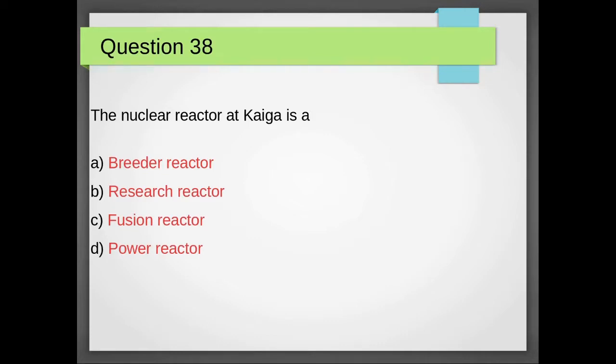It will not be a research reactor or a breeder reactor because the only ones of these kinds are in Trombay, wherein research reactors were first established. And breeder reactors are special reactors that create fissile material from naturally occurring radioactive elements. So the answer here is option D, power reactor.